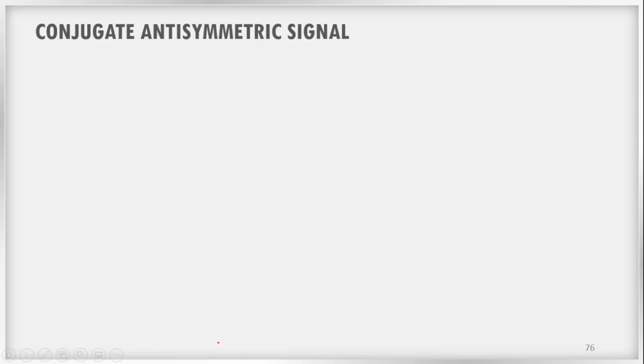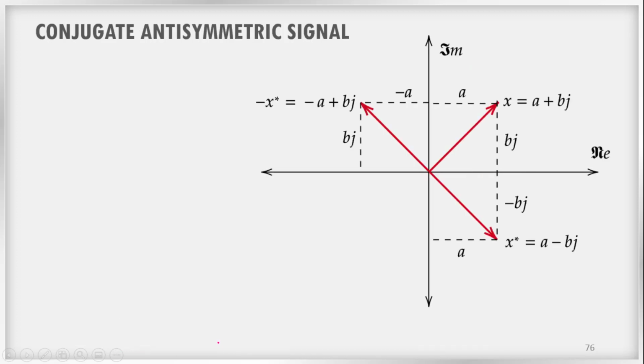Now coming to the conjugate antisymmetric signal. Before that, we have to understand what happens if we negate the complex conjugate of a number. Here the complex conjugate is a minus bj. When we negate it, we will get minus a plus bj. We can see that minus a plus bj is located here. So this is the negated value of the complex conjugate.